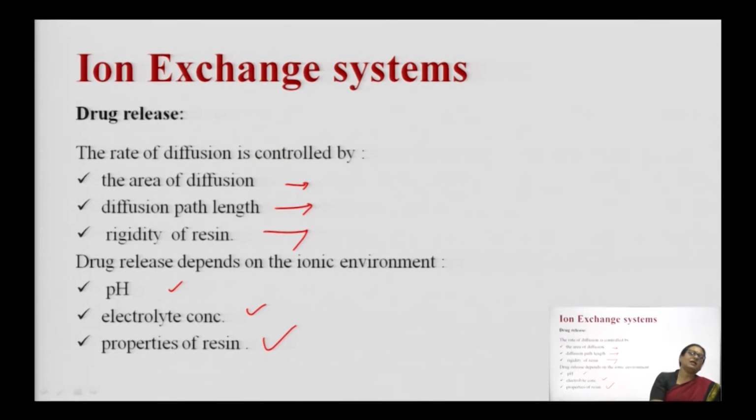The lesser the diffusion path length, the faster will be the drug release. Rigidity of the resin basically implies the porosity of the resin. The more porous the resin, the better will be the permeability of the resin to the dissolution medium.